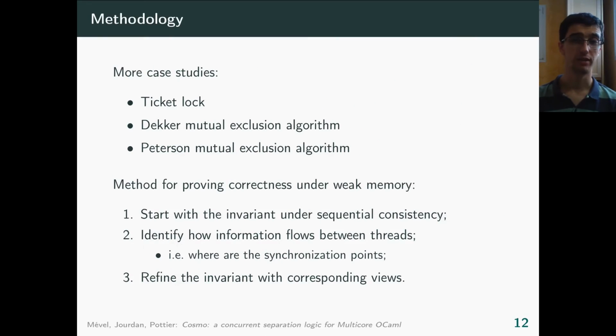And in addition to this example, we did more case studies with different kinds of locks, algorithms for mutual exclusion. And in all of these examples, we have been experiencing the same pattern of sprinkling views over our invariants. So a general method for proving the correctness of a concurrent data structure is to start by reasoning as if we had a sequentially consistent model, express the invariant in the usual concurrent separation logic, then identify where synchronization happens and make it explicit by adding views.